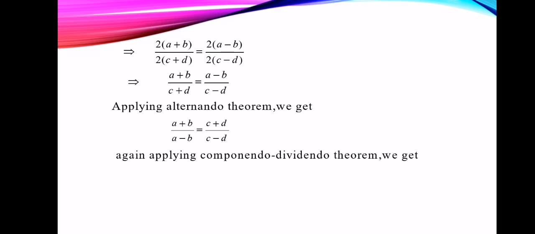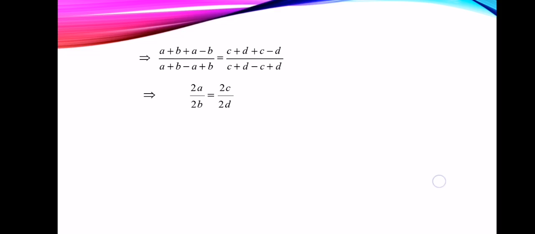Now again applying the componendo or dividendo theorem, we just get (a + b + a − b) by (a + b − a + b) is equal to (c + d + c − d) whole divided by (c + d − c + d). These things with the different sign but similar terms will cancel out each other, but the remaining one will be 2a by 2b is equal to 2c by 2d. 2 will be cancelled out with 2, and we will get a by b is equal to c by d, which is the required result.